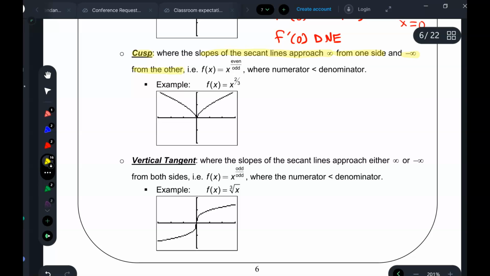Now, how's that other one not also approaching negative? Okay, don't think value, think slope. That's why I hold my pen here. What is my slope, positive or negative? Negative. Is it ever going to become positive? No. So it's approaching a negative infinity slope.